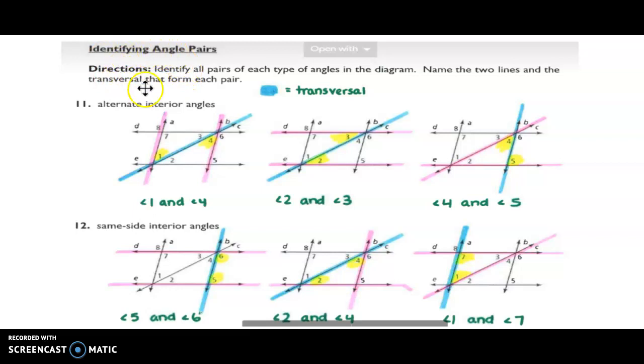And then you have identifying angle pairs. A lot of this is kind of visual. That's why we try to use these different color markers and inks. Notice here, each blue line is the transversal. And the highlighted are the answers to these, like in 11, alternate interior angles, 1 and 4, 2 and 3. Remember, either side of the transversal line. So take a look at these notes and these solutions here. I think it'll be really helpful for you.